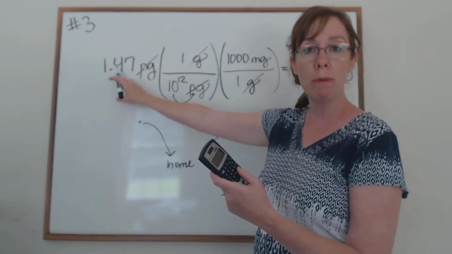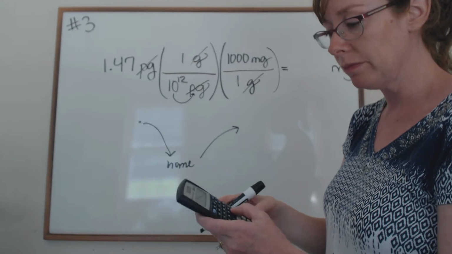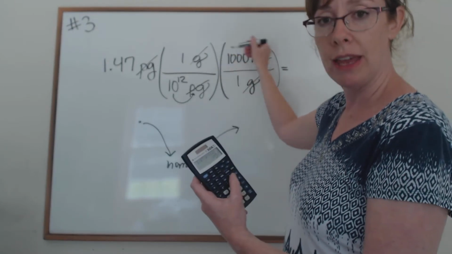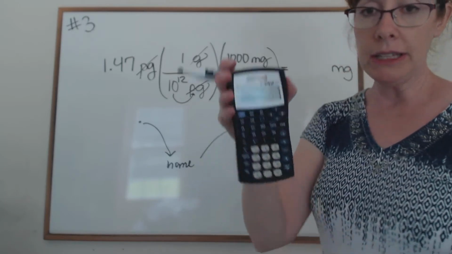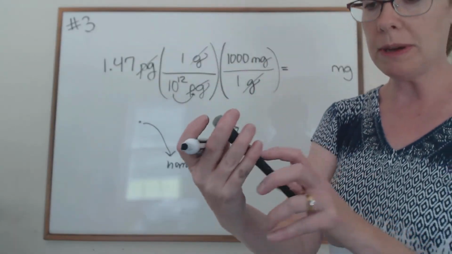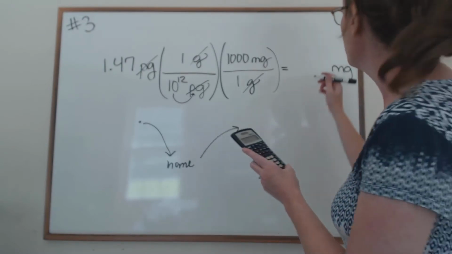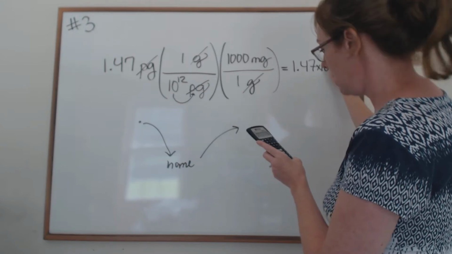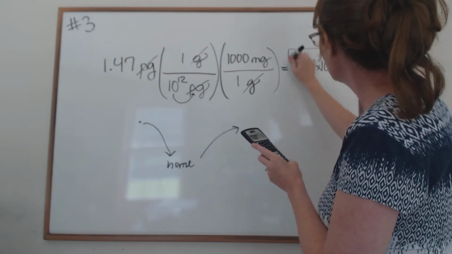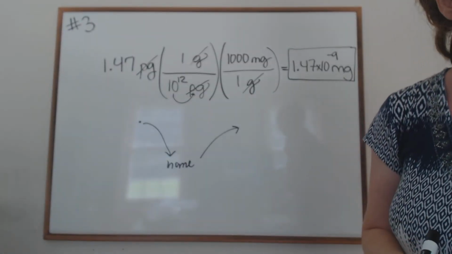So I just put in 1.47. Now I divide by 10 to the 12th, and then I press enter, and then I times by 1,000 because that's on the top. And I got a really tiny number, and I'll just use my calculator to do the scientific notation for me. I'm getting 1.47 times 10 to the negative 9 milligrams. Okay, and that is the answer of that metric conversion.